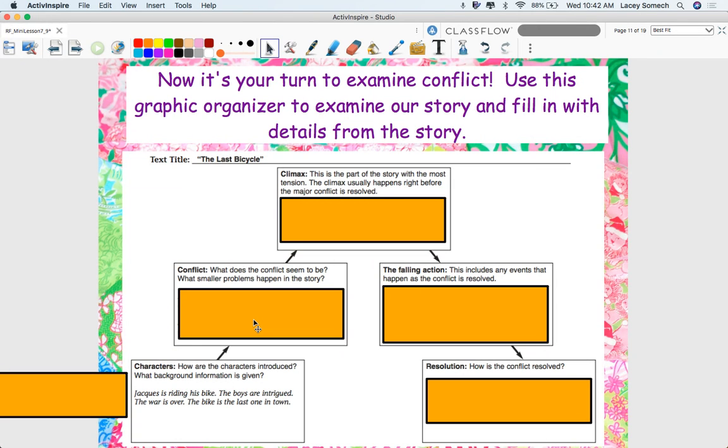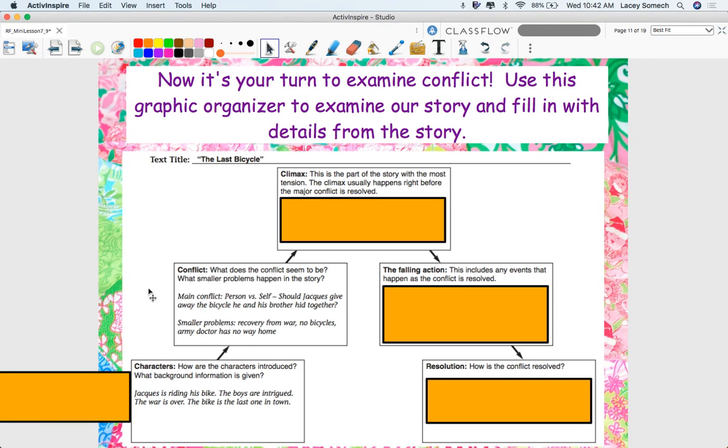What are some of the smaller problems here that we're getting into in our story? Well, we know that there's different problems. We know that obviously the main problem is that internal problem, right? Should Jaquise give away the bicycle he and his brother hid together? Should he do that? That was that person versus self. There are some smaller problems, though. You know, they're getting back from a war. There's no other bicycles in town. And also the army doctor has no way of getting home. So all of this works kind of together.